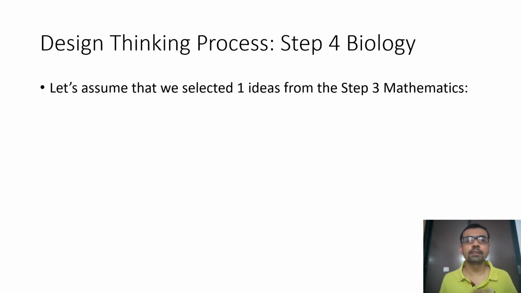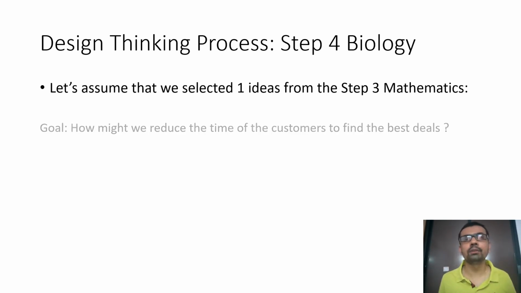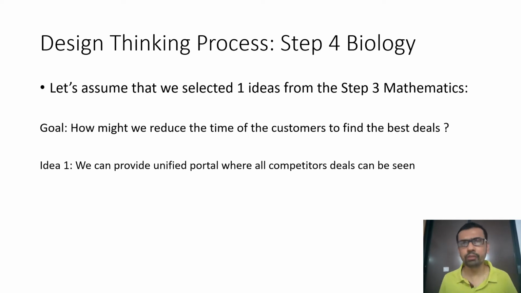If we go ahead, let's assume our one idea that we discussed in the past lectures, the unified portal. Let me quickly recap. We identified the problem, finding the best deals. We analyzed that it is because of the time taken to find the best deals for the homemakers. In the ideation step, we got the idea that we'll have a unified portal, with item prices by competitor, and the user can choose where to buy, or which has the lower price. That's the idea that we thought would work.